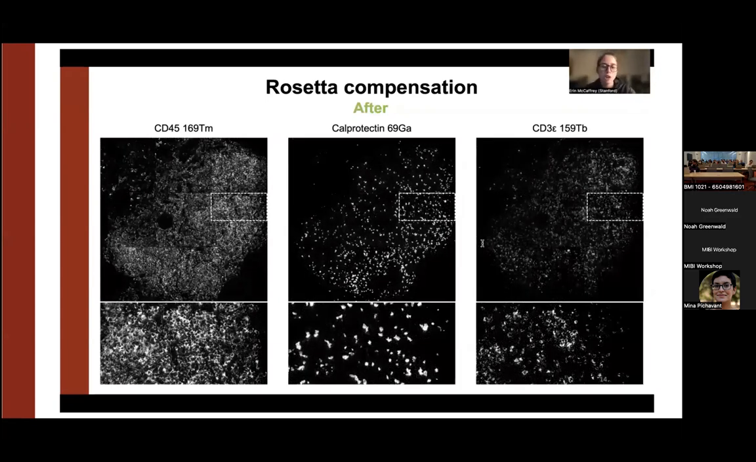And what I hope you can appreciate is that in all three of these cases, we were able to achieve incredibly clean data that maximizes the true signal that is coming from biological staining. And so next, I'll hand it over to Hadeesha, who will walk you through examples of how you might fine-tune the Rosetta matrix for your own applications.